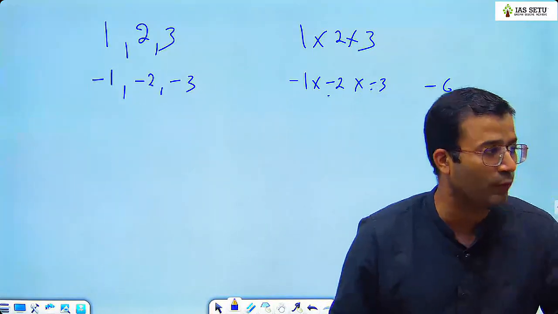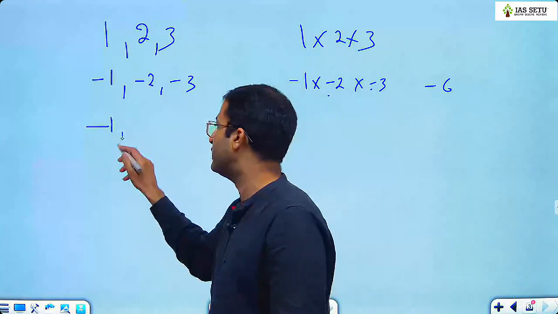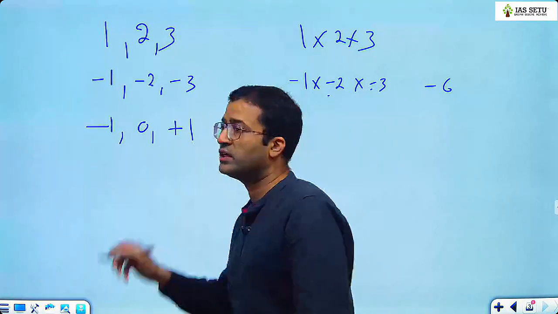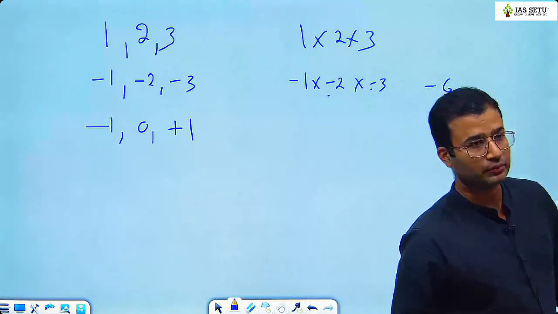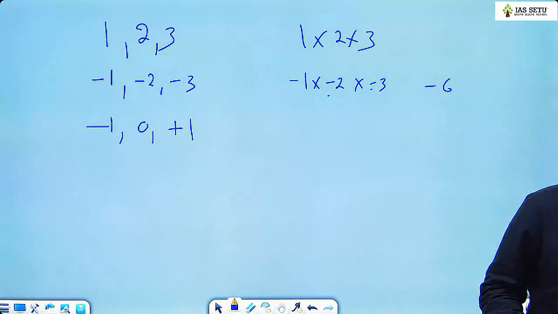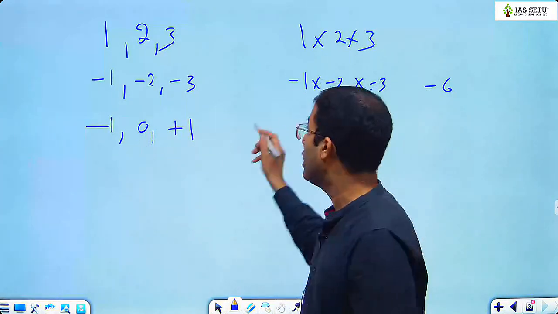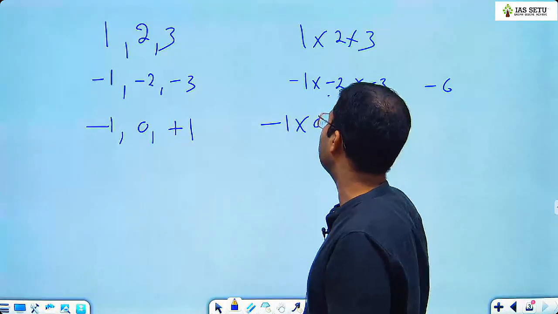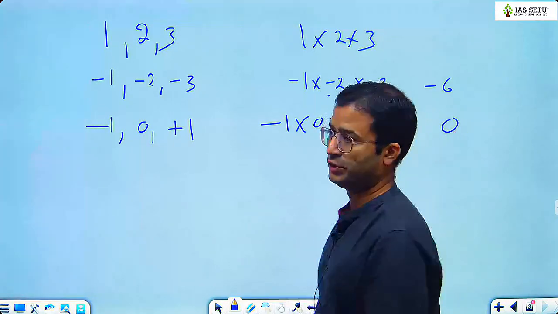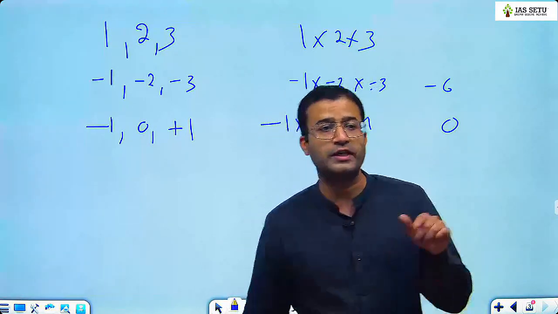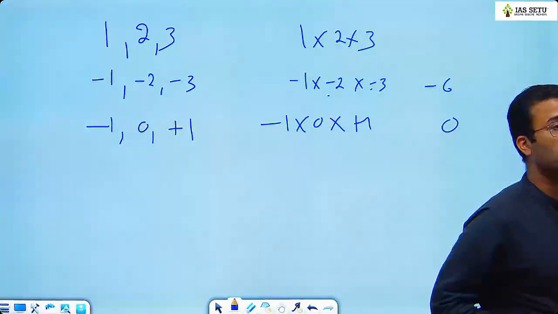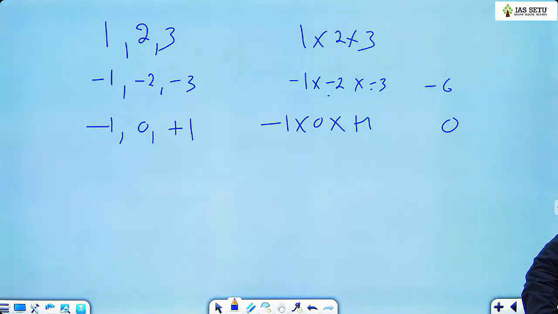Third pair here is -1, 0, +1. Here also, if you take the addition, -1 + 1 is 0, plus 0 is 0, and if you multiply any integer with 0, it is 0. So the answer for that question was 3 pairs, because of the word consecutive integer.